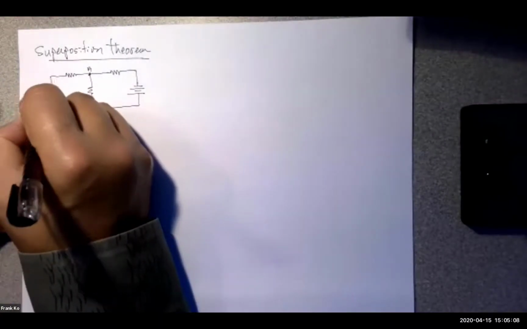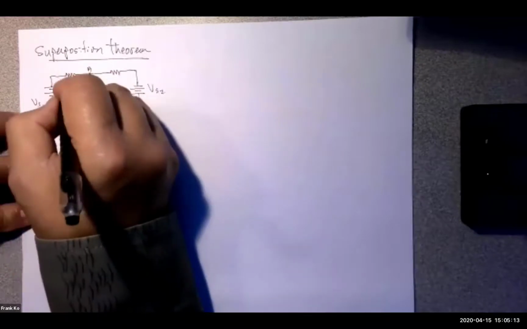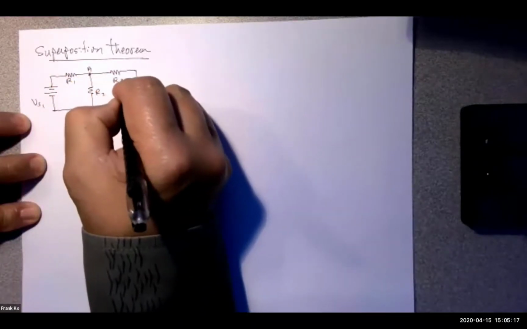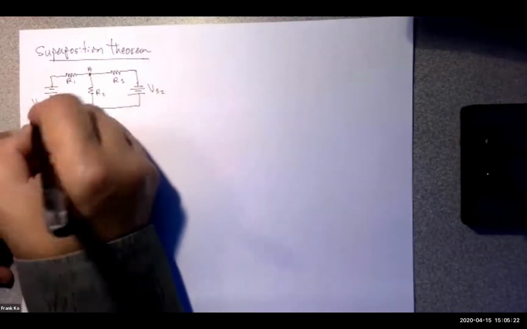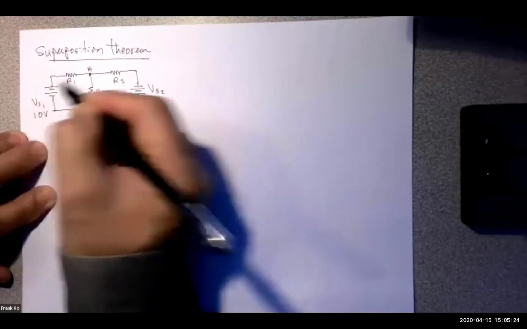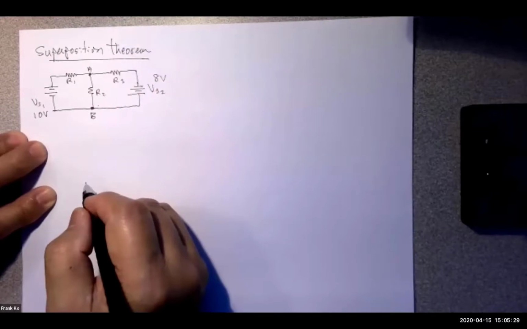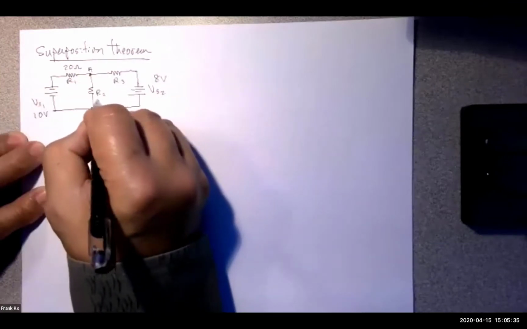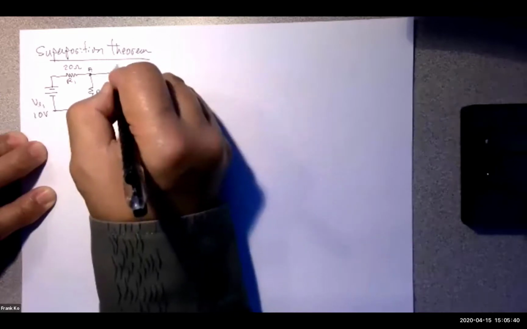So I have a VS1, I have a VS2. I will have an R1, I will have an R2, and I will have an R3. VS1 will be 10 volts. VS2 will be 8 volts. R1 will be 20 ohms. R2 will be 20 ohms. And R3 will be 30 ohms.